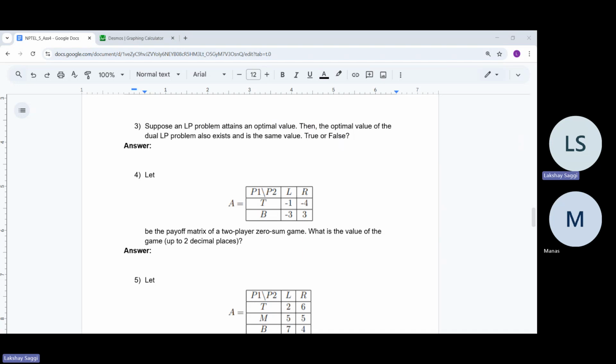Okay, so Manas is typing something in the chat. So I think Manas, you're asking something about the second question here.